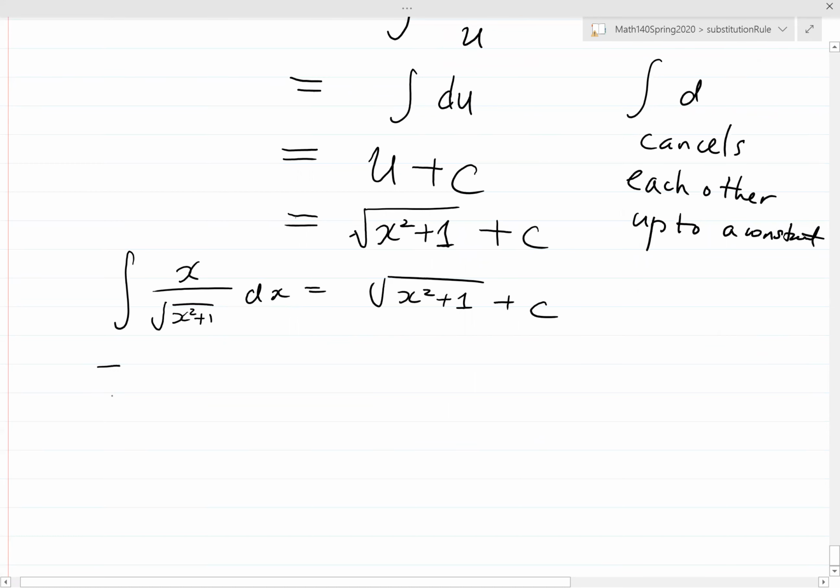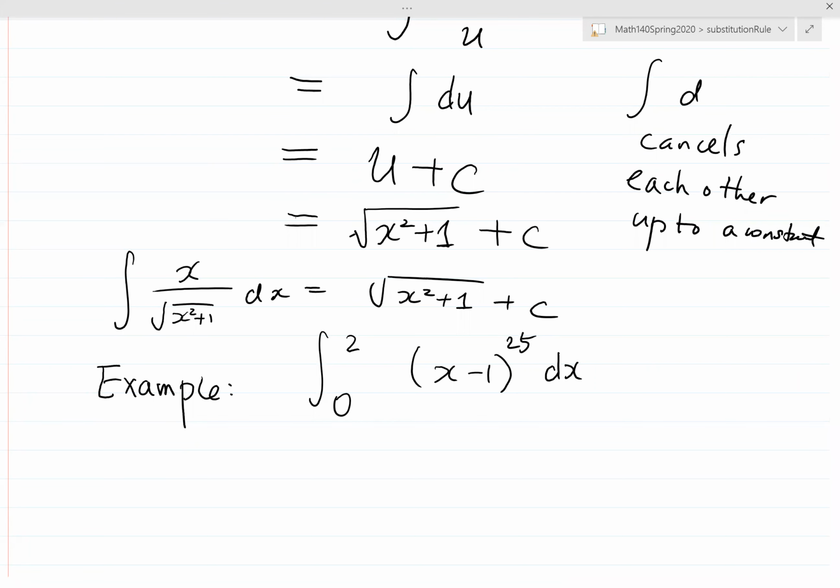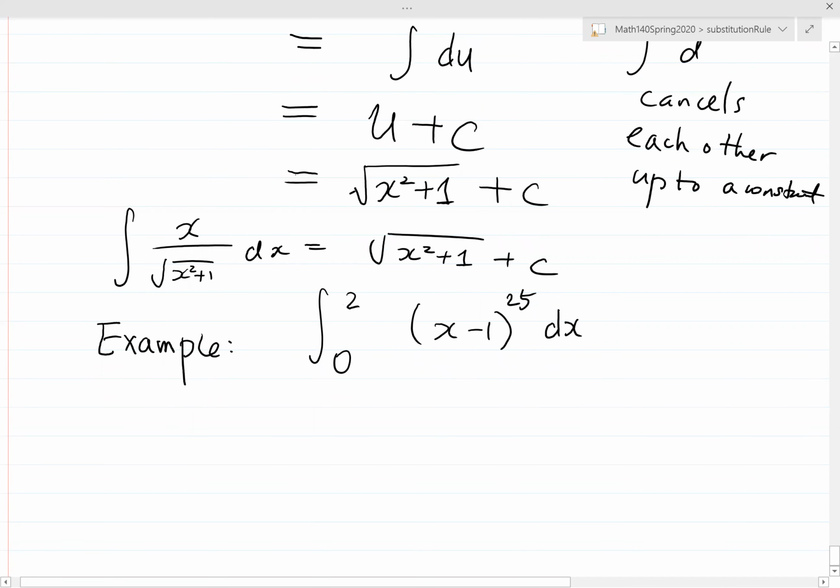Example. Let's see the definite integral from 0 to 2 of x minus 1 to the power 25, dx. The integrand is a polynomial, x minus 1 to the power 25. We don't want to expand this degree 25 polynomial, otherwise it's a disaster, ugly algebra. So what we do is we try to use substitution.